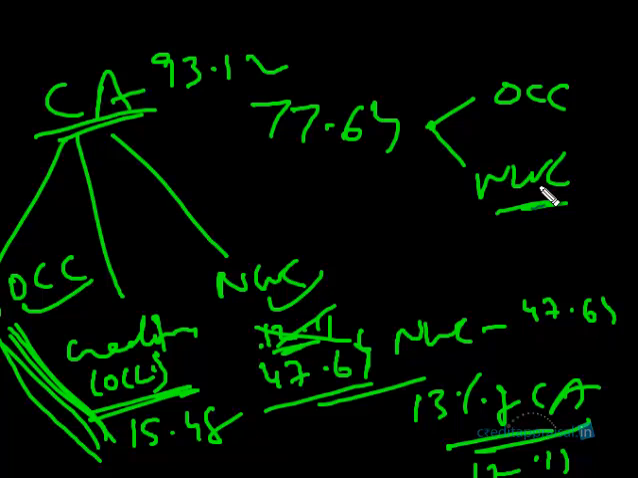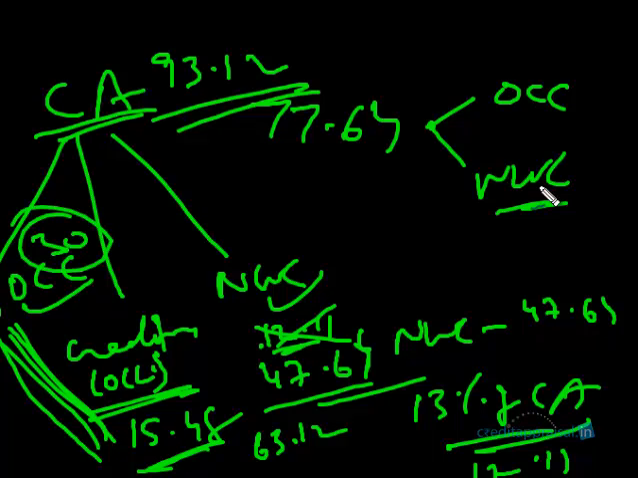So now we can solve the question, right? So the total current assets of 93.12 are being financed by one, your creditors and other current liabilities 15.48 crores, NWC 47.64 crores. So the balance, whatever it is, bank will finance. Okay, so you add up these two, you're going to get 63.12, is it? 63.12. Okay, so 93.12 minus 63.12, 30 crores bank OCC. So this is a breakup, right? So what is the MPBF? 30 crores is the MPBF.